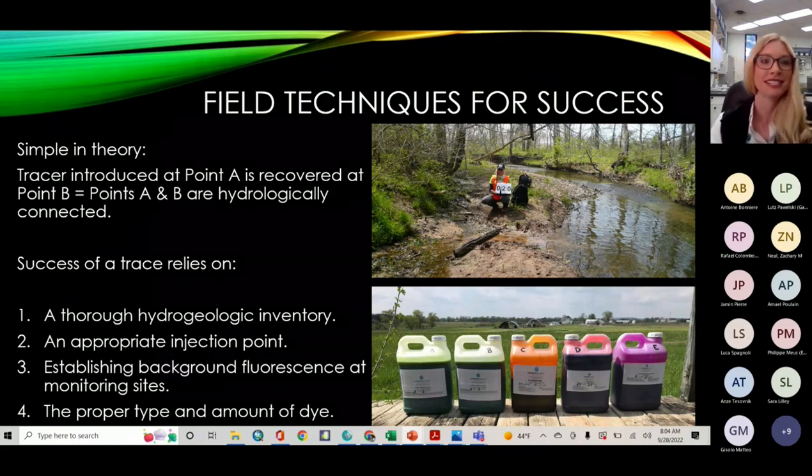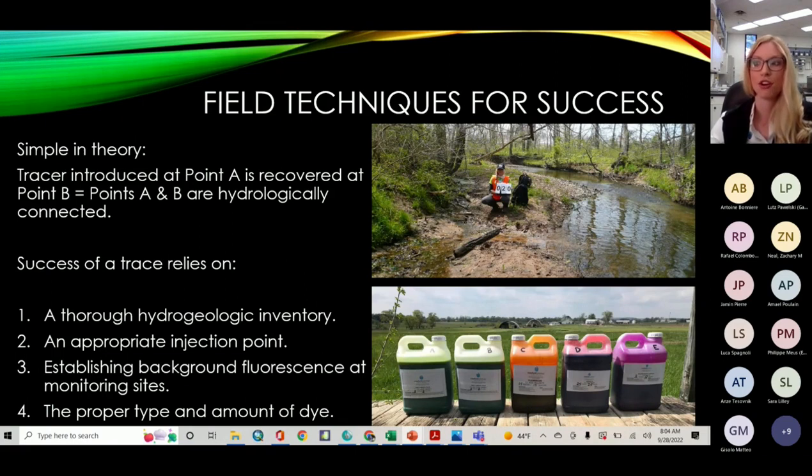As I said before, this is simple in theory. Tracer is introduced at point A and is recovered at point B, so we can say points A and B are hydrologically connected. There are a few things that you want to consider to ensure that you have a successful trace, and the main ones I've listed here. Of course, there are lots of other details that I'm happy to talk to you guys about in the question session. But the first thing that we do is conduct a thorough hydrologic inventory.